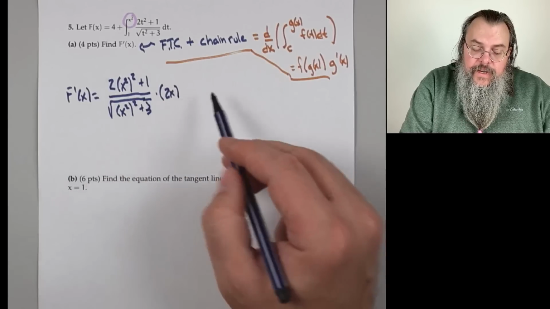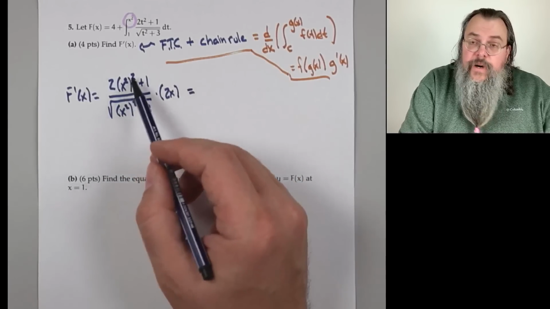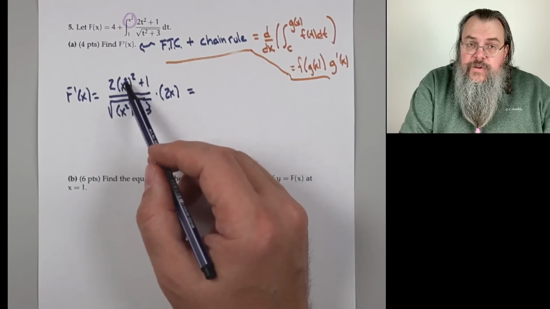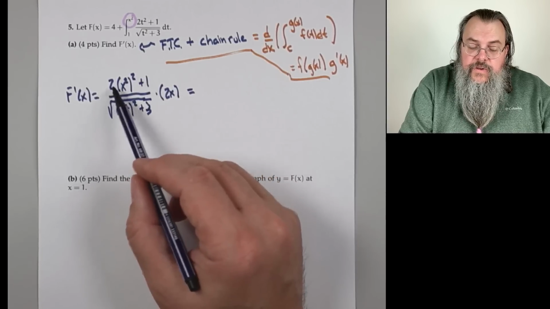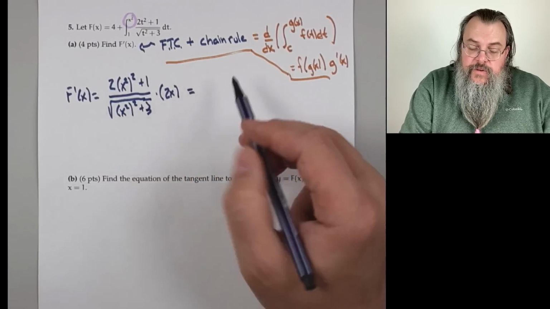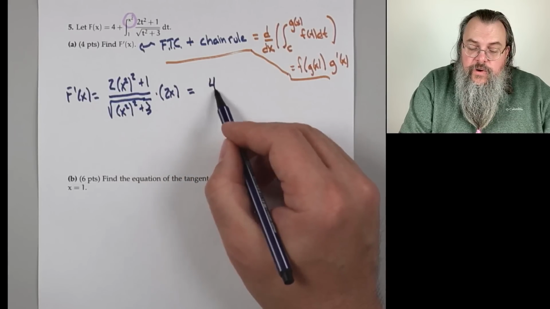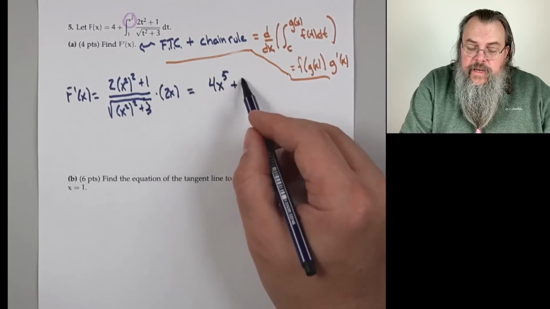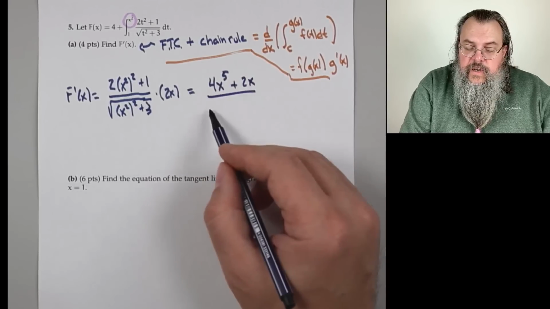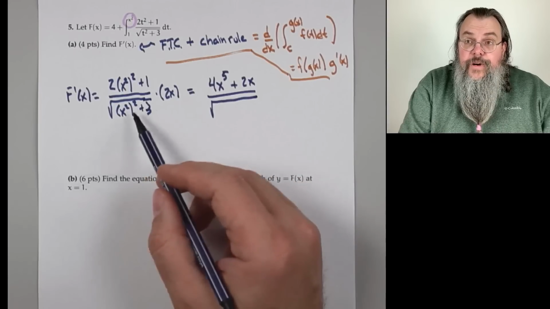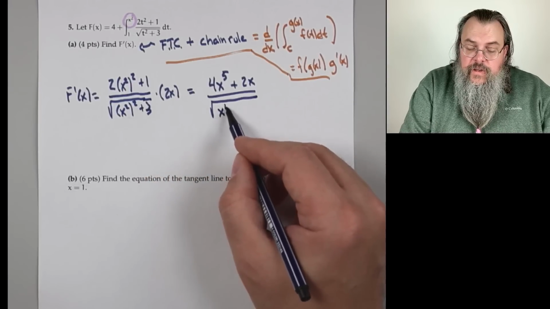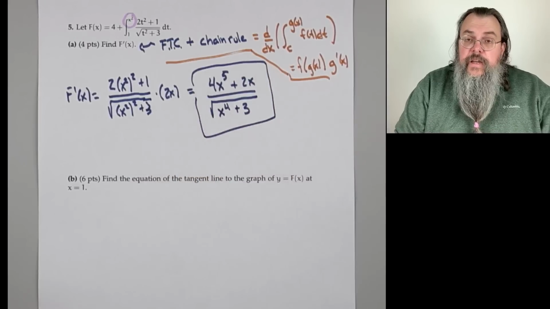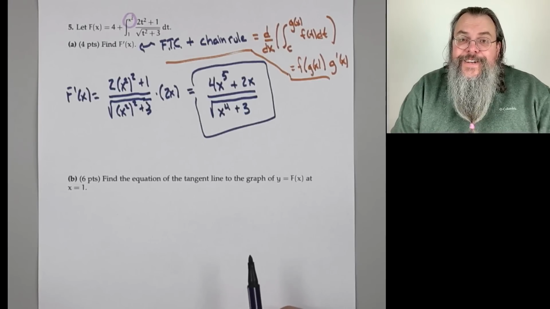That's the answer, but we can be nice. So x squared squared becomes x to the 4th. You can multiply the 2 times the 2. We have a 2x to the 4th, and then we'll multiply that by 2x. So that'll give us 4x to the 5th. 1 times 2x is 2x. Over, downstairs, we get the square root of x squared squared, again x to the 4th, plus 3. And there we go. Nice.